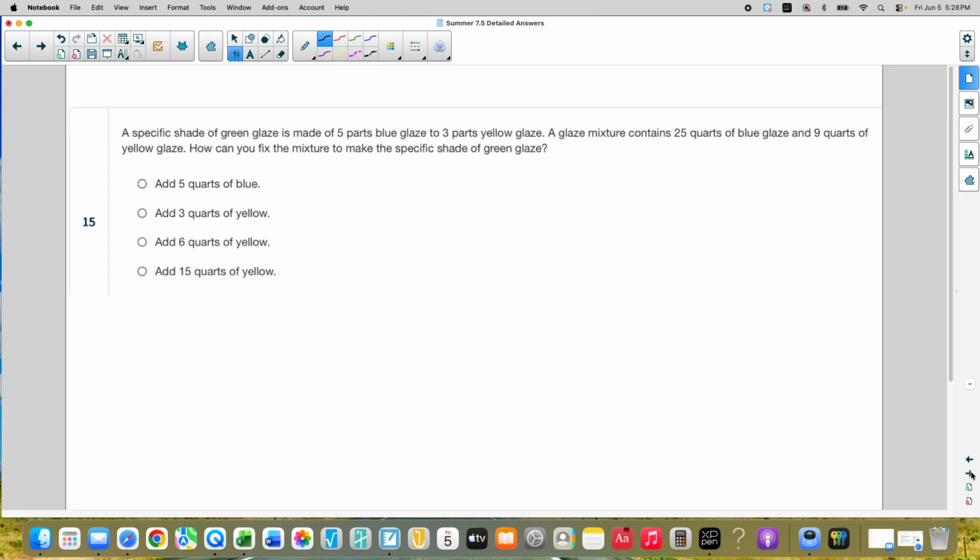This is good. This is a big brain problem. So we have 5 is to 3 is to 8. So this is blue, yellow, total. That's kind of important. So the glaze mixture contains 25 blue, 9 yellow. How can you fix the mixture to make sure the shade of green is good?